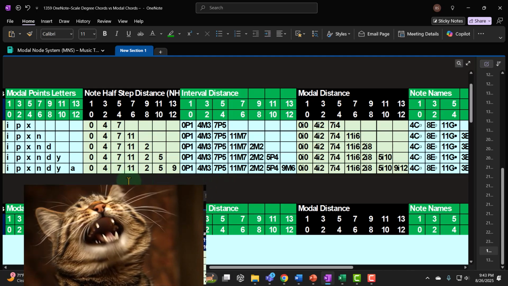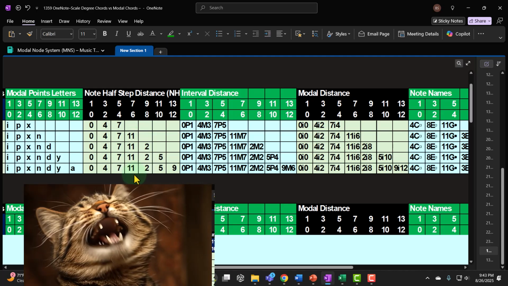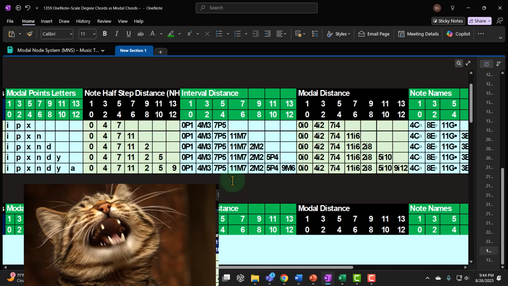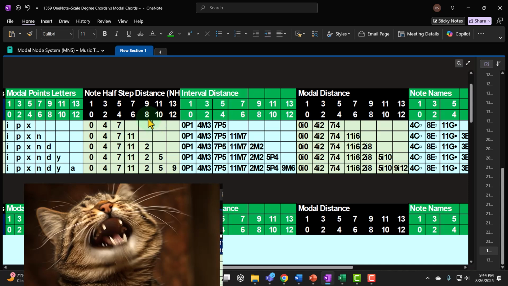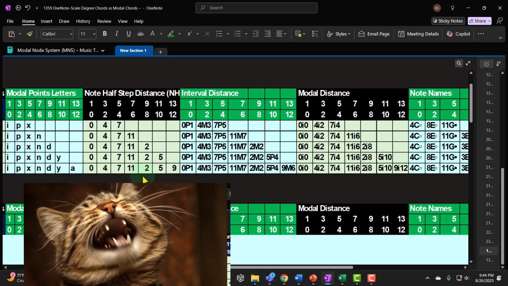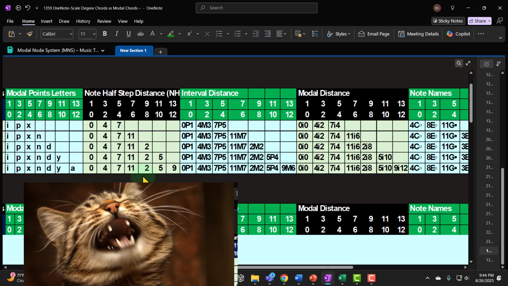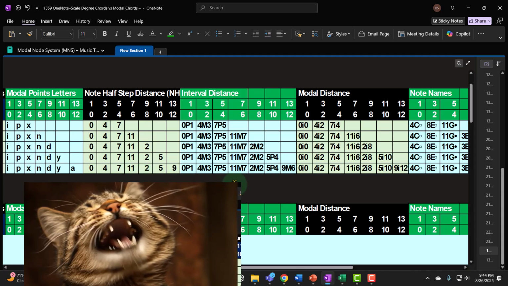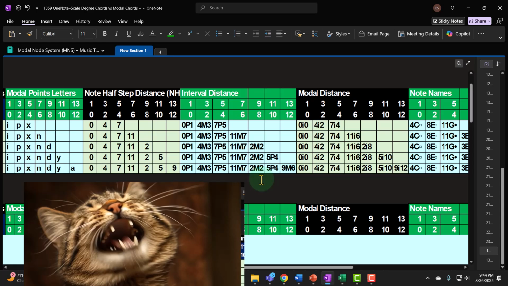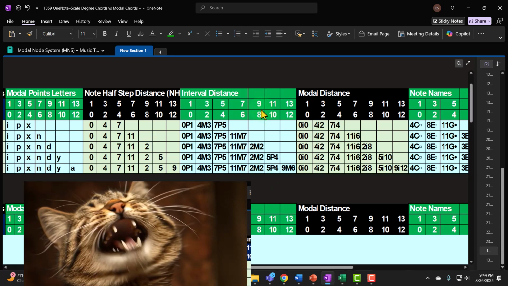If it was 6 modal half steps up, which would be the 7th scale degree, it would be 11 notes up, which is an 11 note away major 7. If it was 8 modal half steps up, which would be the 9th scale degree, it would be 2 notes up, which could be 12. If it was an octave up, we call that a 2 note away major 2nd, or a 2 note away major 9 from a chord construction.